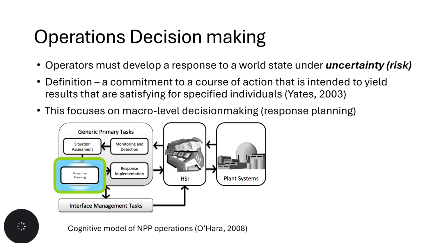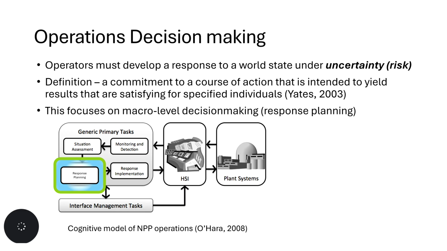So when we look at operations decision-making, or decision-making within some kind of an industrial task domain, it's important to remember operators must develop a response to a world state under uncertainty. The definition of operational decision-making is a commitment to a course of action that is intended to yield results that are satisfying for specified individuals. So this is typically something about maximizing a business's goals, revenue, something like that. This tends to focus on macro level decision-making, which is also known as response planning.